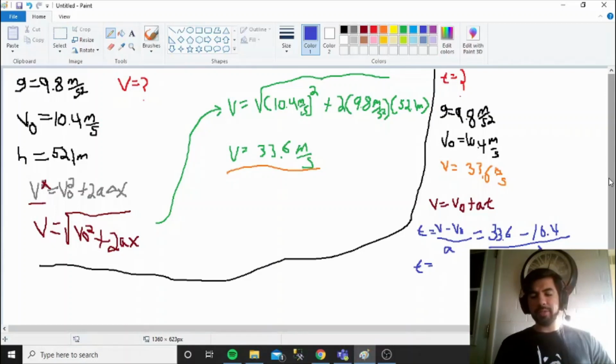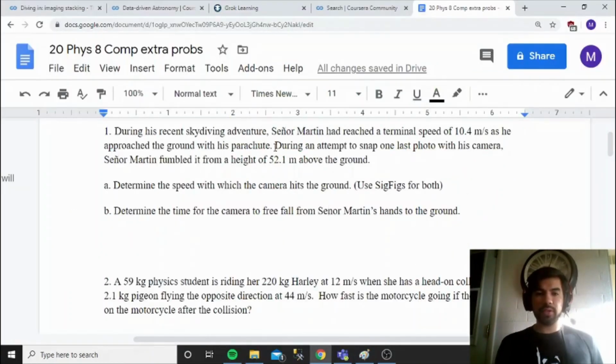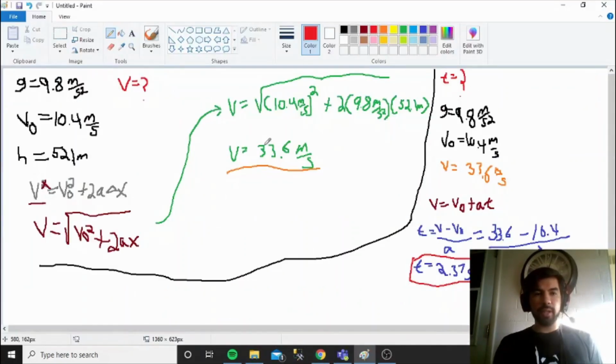Let me give you a good answer, however. 2.37. Okay, so that's the speed at which it would hit the ground, and this is the time that it would take for the camera to hit the ground if I lost it from my hands at 52 meters above the ground. Okay, hopefully that makes sense. Is there a way I can erase this?